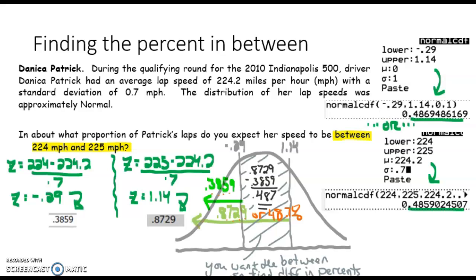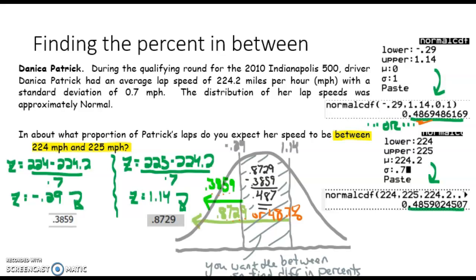Now using technology, it's a little more slick. So check this out. If you're going with the z-score look here, the standardized look, think about it. The negative 0.29 z is going to be the lower boundary. The 1.14 z is going to be the upper boundary. So you plug those in just as they are, lower and upper boundary, a mean 0, standard deviation 1, hit the paste, and it's going to take it down here, and this is going to be your answer, 0.4869, which is definitely very close to what we got.